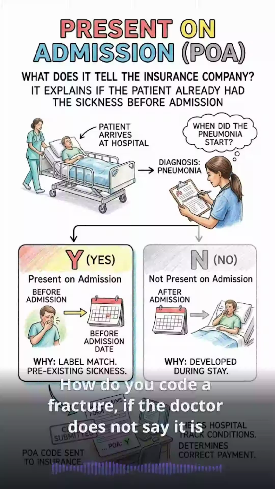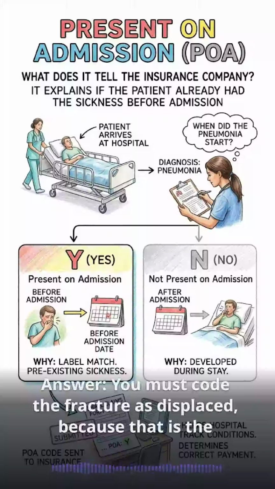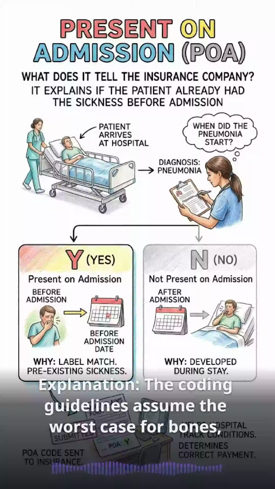77. How do you code a fracture if the doctor does not say it is displaced or non-displaced? You must code the fracture as displaced, because that is the default rule in the book. The coding guidelines assume the worst case for bones, unless the doctor specifically says it is straight.